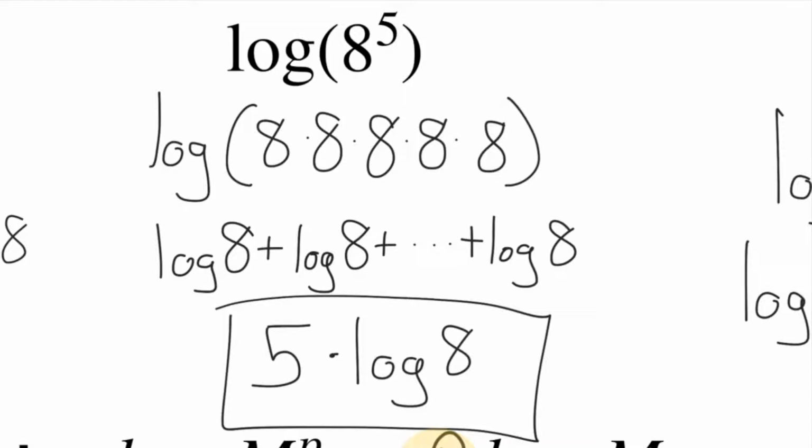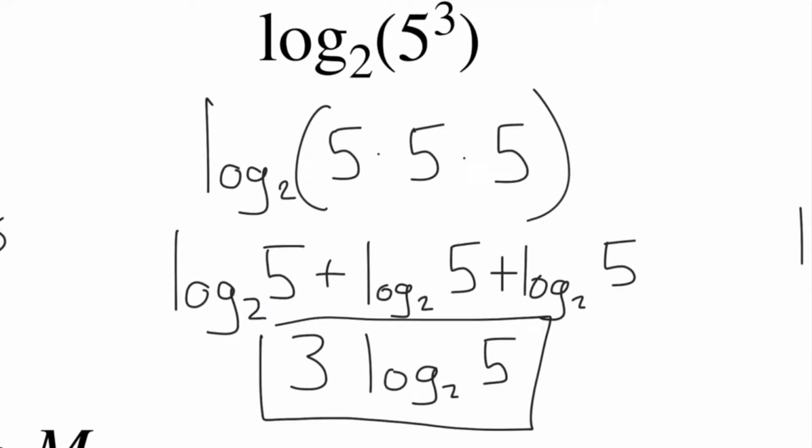Here, what if there were 5? It would look like this. 8 to the 5th is the same thing as 8 multiplied by itself 5 times. And then you'd get log 8, log 8. There'd be 5 of these also. And you could just summarize it with 5 times log of 8. Notice, exponent on the inside, multiplication on the outside.